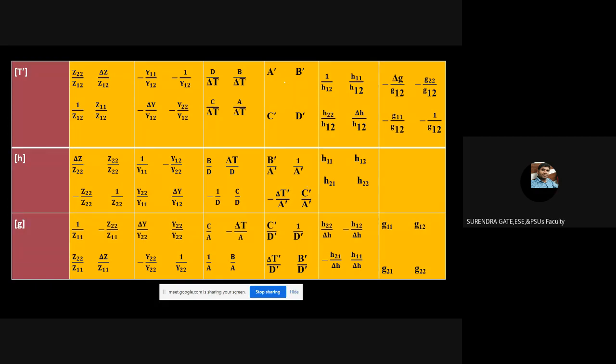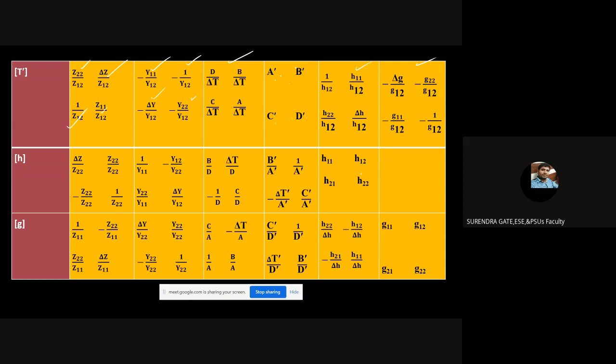Now these are the T dash parameters in terms of other parameters. What are the A dash in terms of Z, B dash in terms of Z, C dash in terms of Z, D dash in terms of Z? Now what is the A dash in terms of Y? What is the B dash in terms of Y? What is the C dash in terms of Y? What is the D dash in terms of Y? Like in terms of H parameters, in terms of G parameters, in terms of T parameters.